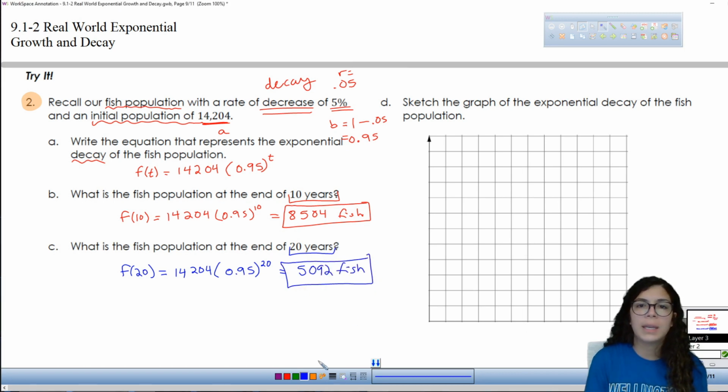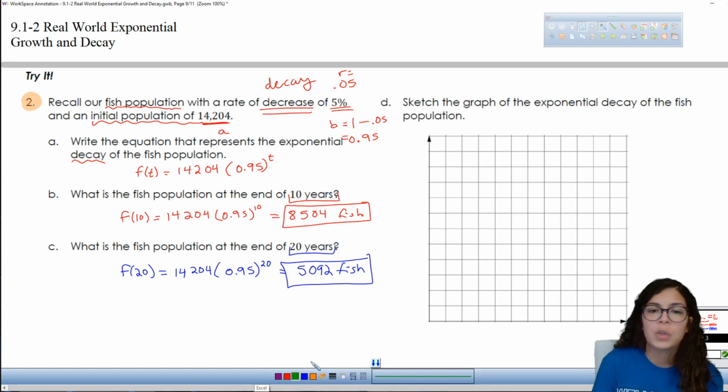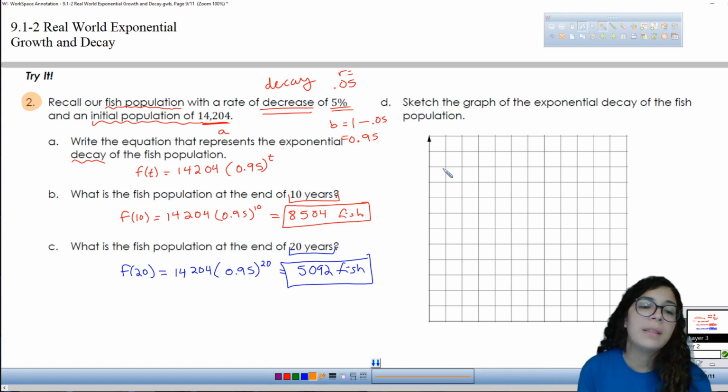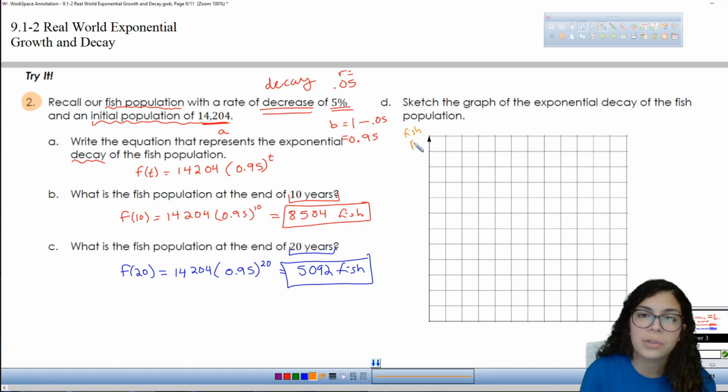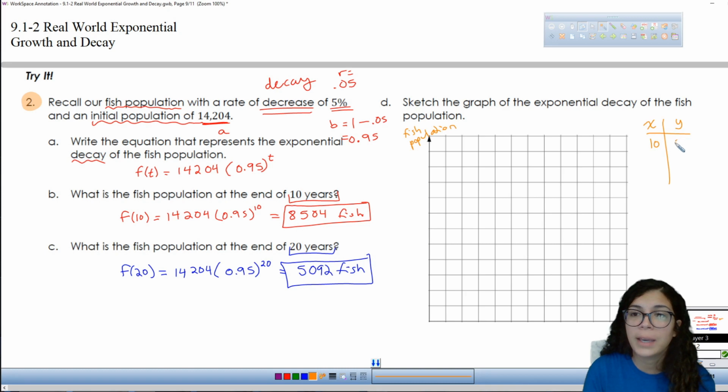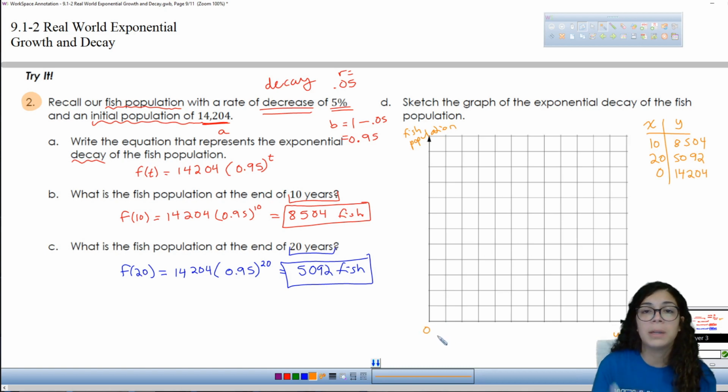Okay, so let's go ahead and sketch this graph now in part D. So in part D, we're sketching the graph, and again, our x value represents time, which is in years in this case. And the y value is the amount of fish, the fish population. Okay, so again, we do have some input and output already. At 10, we have 8,504. At 20 we have 5,092. And we also have the y-intercept, which is the initial amount of fish we started with, 14,204. I think with these three numbers, we would be good enough to graph, but let's just go ahead and graph it, see what it looks like, and then determine if we need more later.